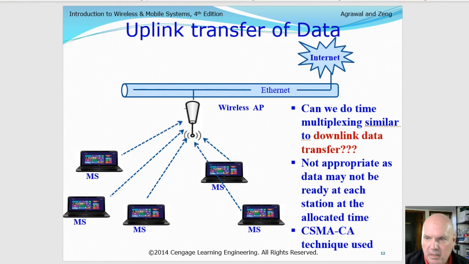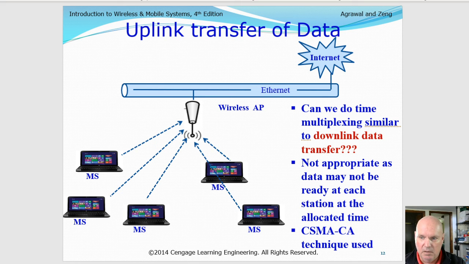For the uplink transfer, we can't schedule that because we have a bunch of different mobile systems that are competing for access. So unlike in the downlink where there's just one transmitter, and the downlink transmissions can be scheduled by the access point, there is no central mobile system to schedule all of the different uplink transmissions.